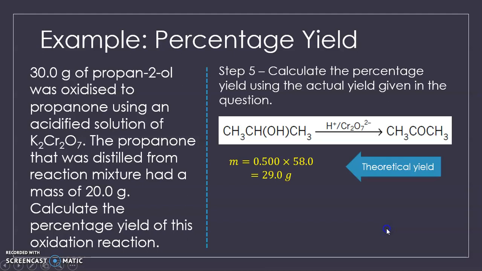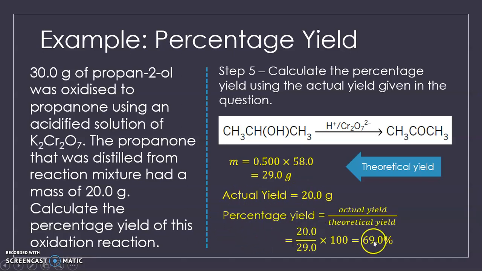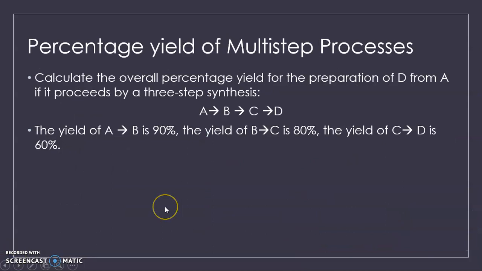Lastly, we make sure that that's the theoretical yield, because that's the amount of propanone that should be produced according to 30 grams of propan-2-ol being supplied. But in fact, we only have 20 grams as actual yield. So as a result, your percentage yield is 69.0%. In this kind of calculation, I want you to pay close attention to significant figures.